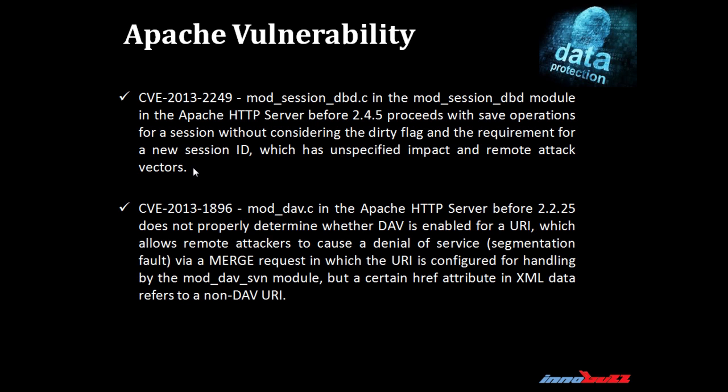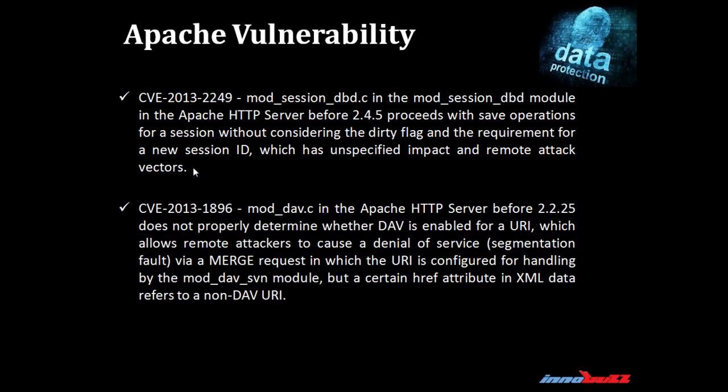Listed here are some of the server vulnerabilities, such as Apache vulnerability CVE-2013-2249, in which mod_session_dbd.c in the mod_session_dbd module in Apache HTTP Server before 2.4.5 proceeds with save operations for a session without considering the dirty flag and the requirement for a new session ID, which has unspecified impact and remote attack vectors.